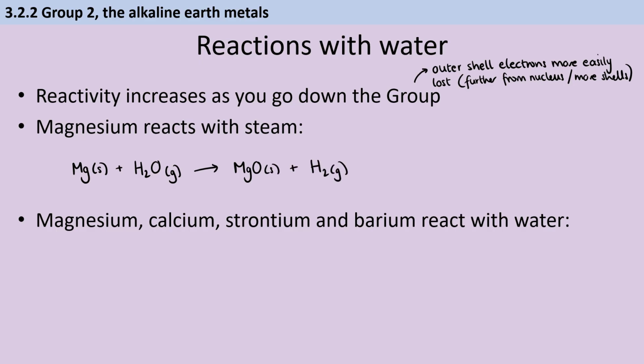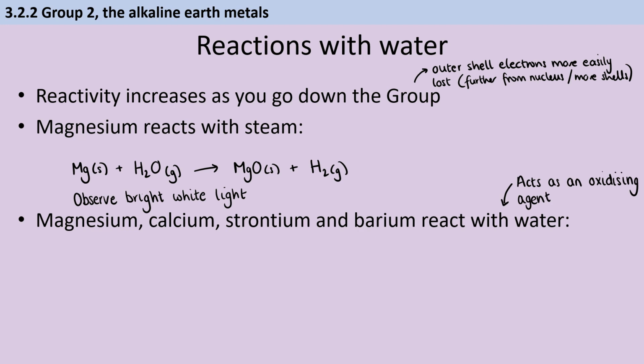So for steam, we're going to have our solid magnesium with our gaseous water, because it's steam, reacting to make magnesium oxide and hydrogen, and you're going to observe a bright white light, just as you do if you make magnesium oxide by putting magnesium in a Bunsen burner.